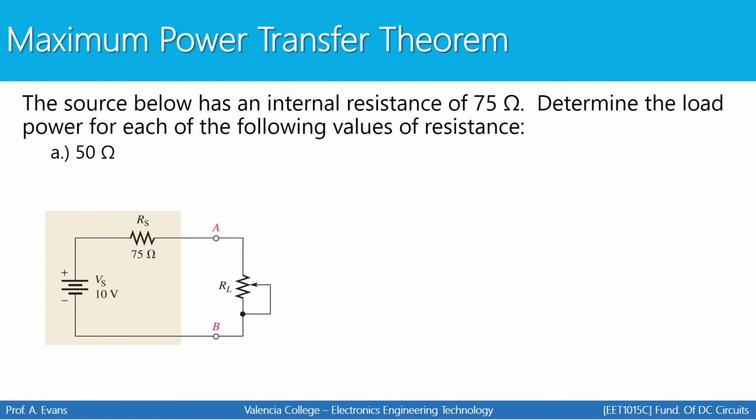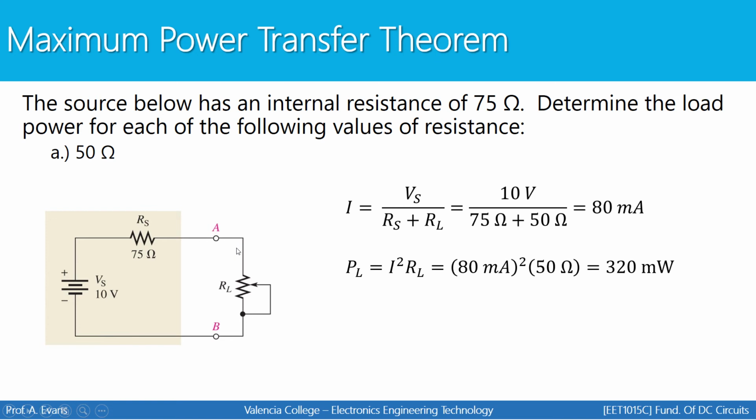So let's begin with assuming that we have a load of 50 ohms. And we want to just simply determine the power for the load resistor. To do that, first we'll figure out the total current in this circuit. Start by dividing your source voltage by the total resistance in the circuit. In this case, the total resistance would be your internal resistance plus the load. So the total current in this circuit is 80 milliamps.